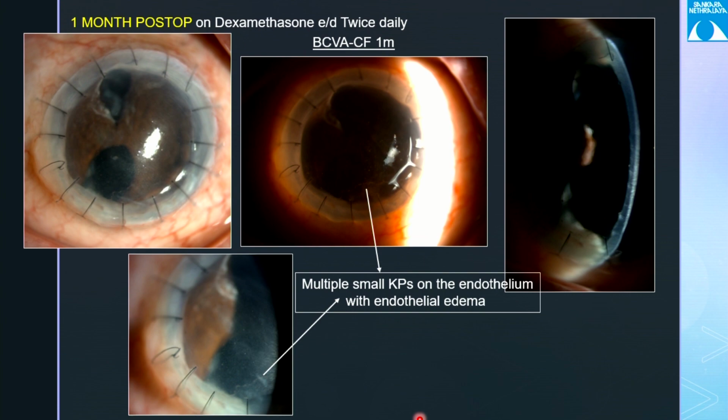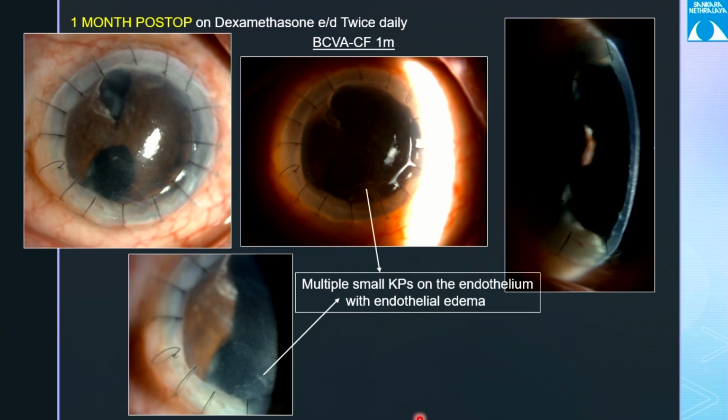After 1 month, the patient was on dexamethasone eye drops twice daily. The best corrected visual acuity was counting fingers at 1 meter. Here we can see there's one loose suture on the temporal side. Other than that, all sutures are intact. But inferiorly, we can see multiple small KPs, keratic precipitates, on the endothelium, coming from the periphery with endothelial edema over it. So this is a sign of endothelial rejection.